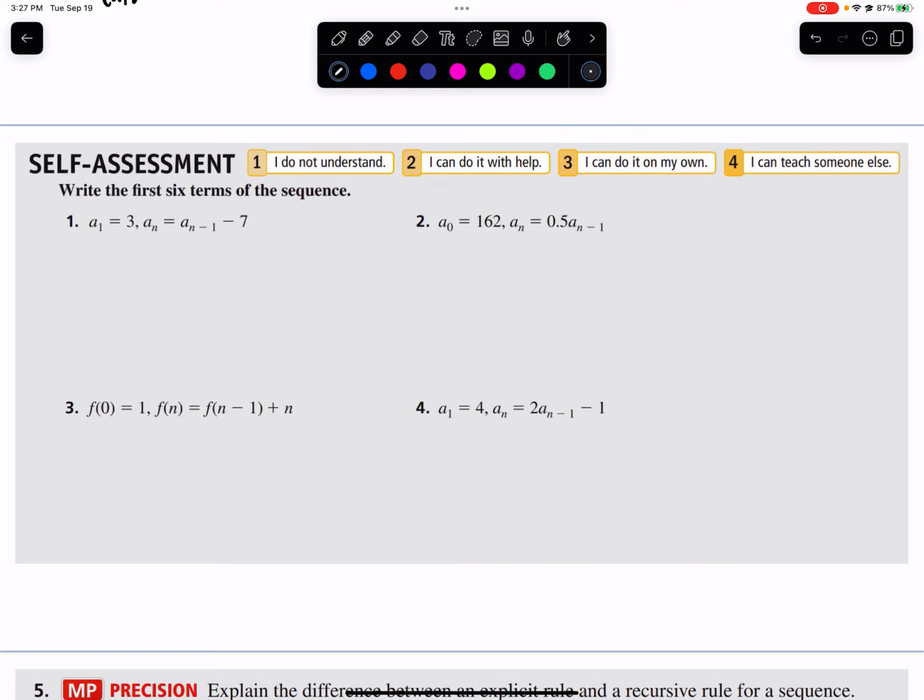All right, number 1, you should have gotten your first term as 3, and each time you are subtracting 7. So 3 minus 7 is negative 4. Minus 7 is negative 11. Minus 7 is negative 18. Minus 7 is negative 25. Minus 7 is negative 32.